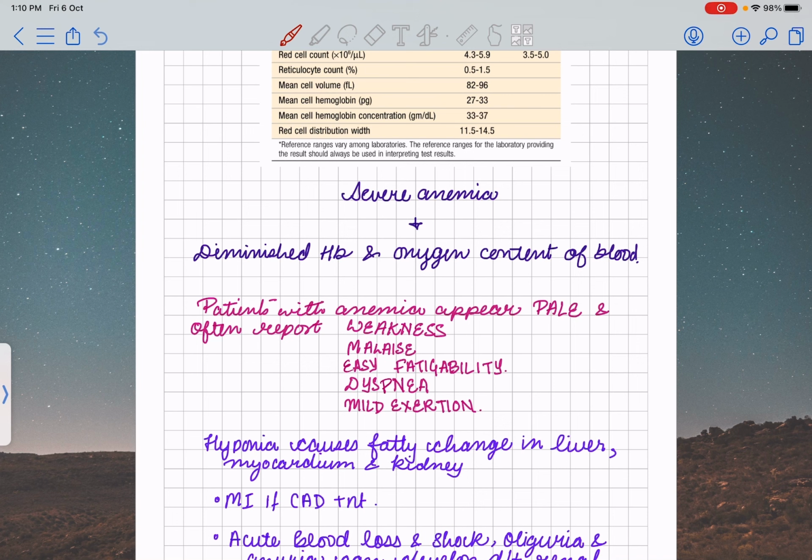Dyspnea, they have problem breathing. They are short of air. And then they have mild exertion. They work, they get tired easily. There's just constant state of tiredness.